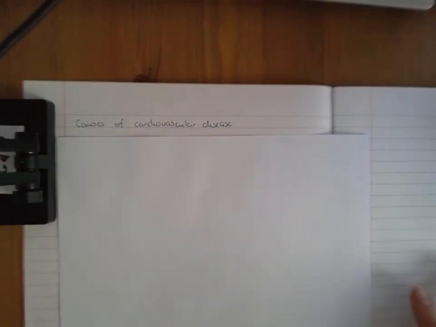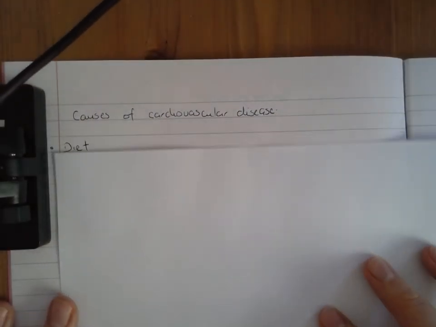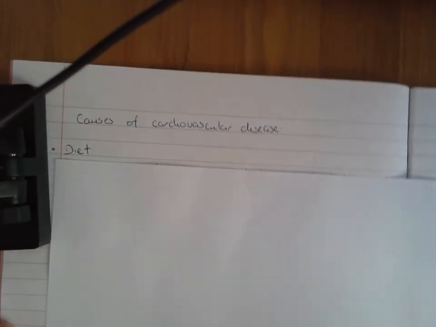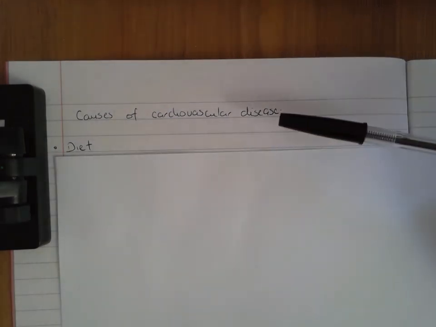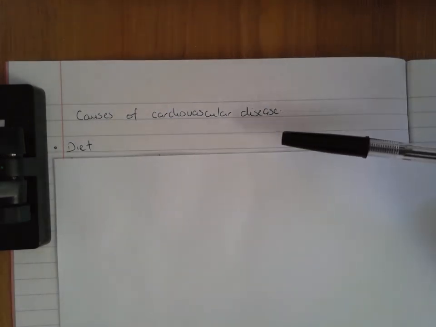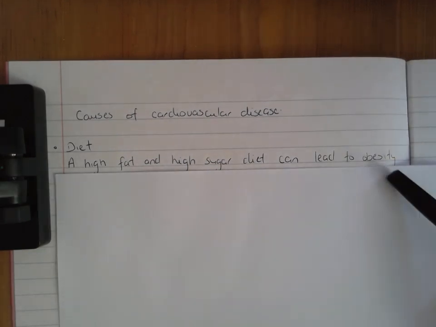We are now going to look at the causes of cardiovascular disease, and one of the main causes that we're going to look at is diet. In the last video we looked at what malnutrition was, and we saw that malnutrition was when you had too much or too little of a certain nutrient. In the case of cardiovascular disease, we are talking about having too much fat or too much sugar. And the reason is that too much fat and too much sugar can lead to obesity.